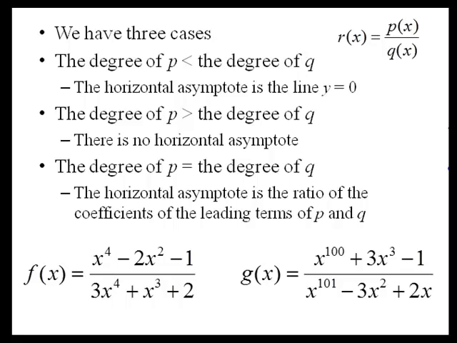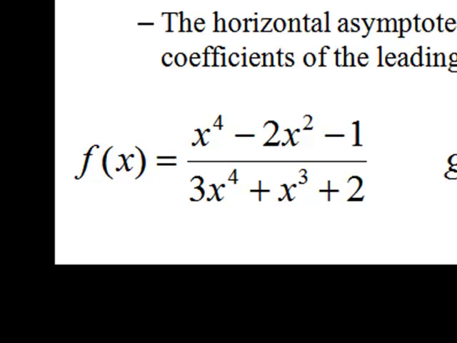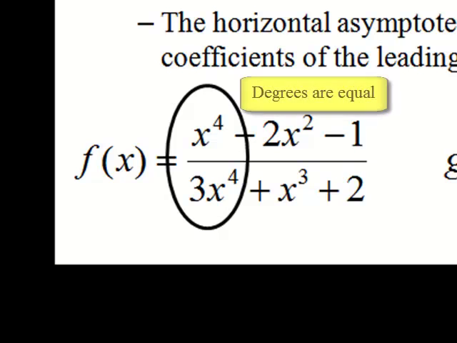So here are our two functions. Let's take a look at f. The first thing we want to do is identify the leading terms. In this case, for the numerator it's x to the fourth, and the denominator is 3x to the fourth. We have a case where the degrees are equal. Remember, that was the ratio of the coefficients.